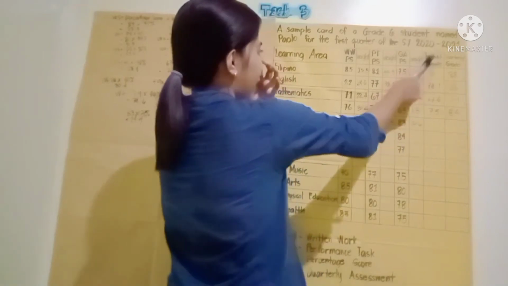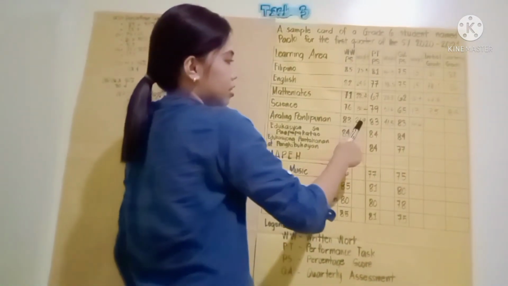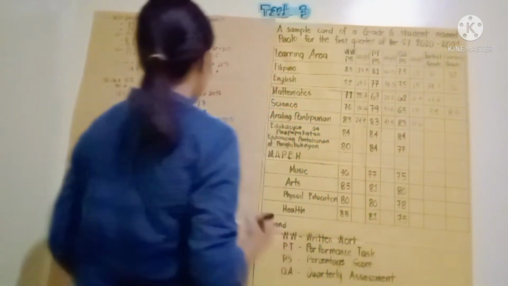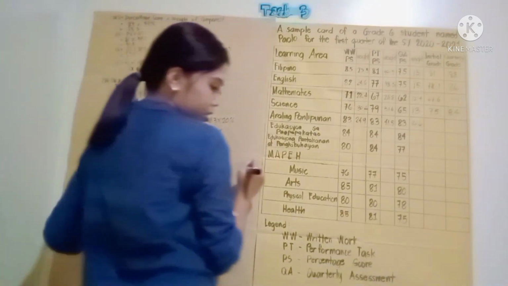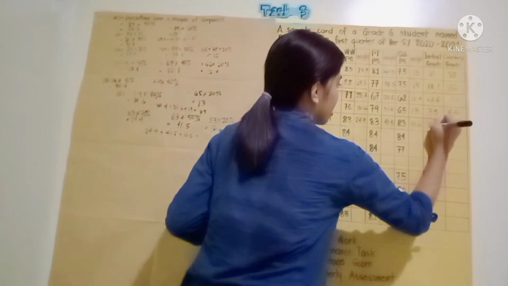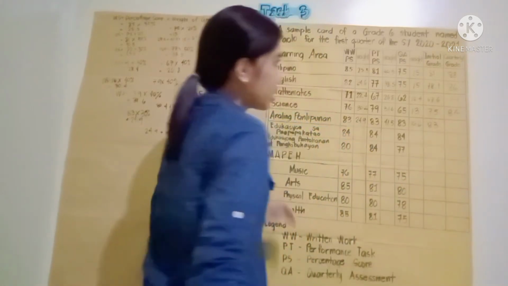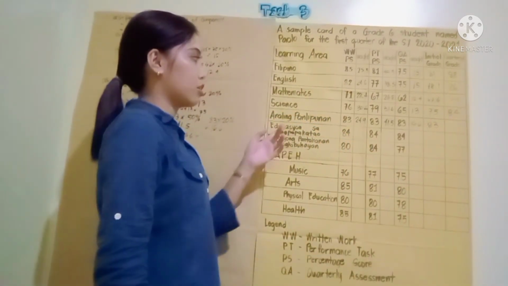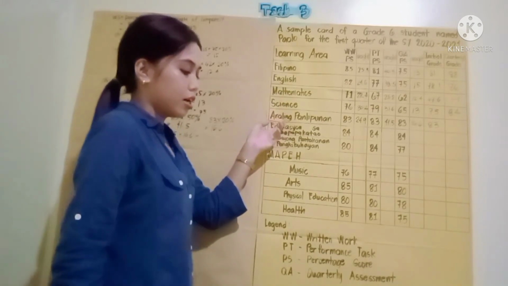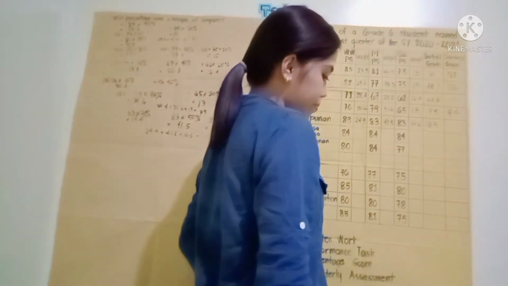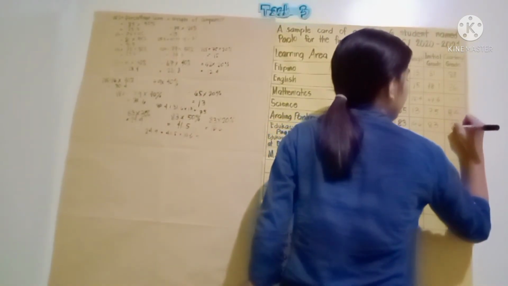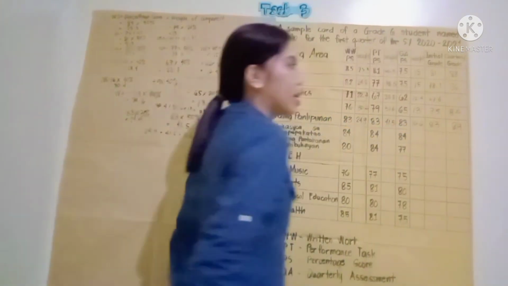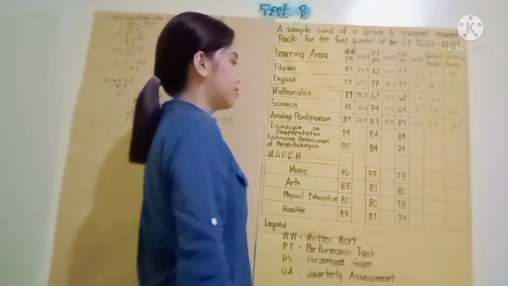In order to get the initial grade, we need to add the weighted scores. 24.9 plus 41.5 plus 16.6 is equal to 83. 83 is Paulo's initial grade in Araling Panlipunan, and the transmuted grade is 89. So his quarterly grade in Araling Panlipunan is 89.